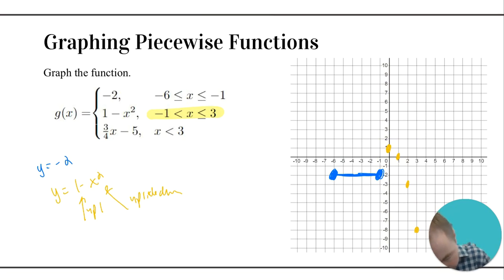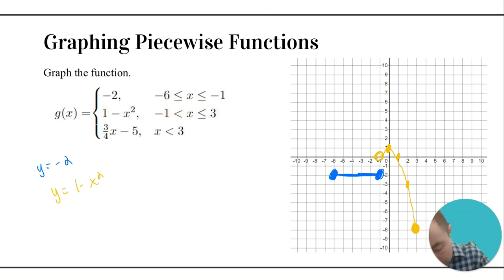So just make sure that at this particular point right here, there's going to be an open circle because -1 is excluded from the domain right there because of that strict less than. And you'll continue the parabola all the way until you get to right there, and then have that filled in circle because 3 is in the domain for that particular piece of this function, right?